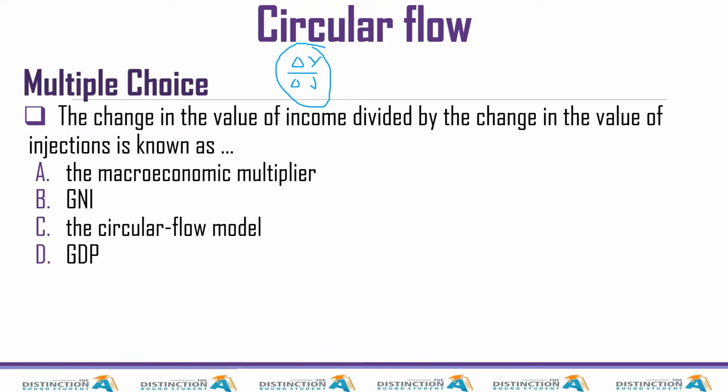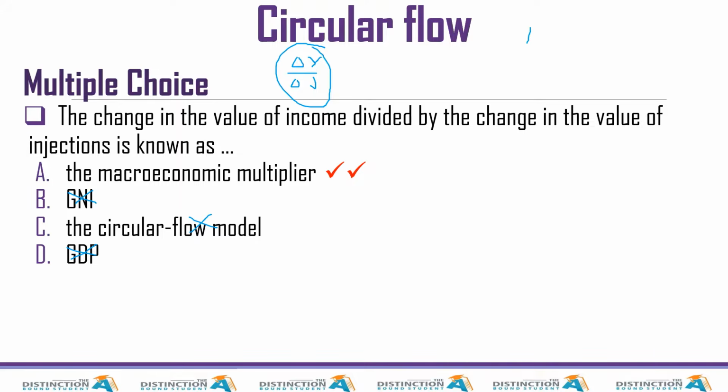If your answer is not, okay, let's see, wait. Change in income over change in injection. Come on, this is not this. Do you think it's a, come on, it's not. It's not. So what's the answer? It is the macroeconomic multiplier.